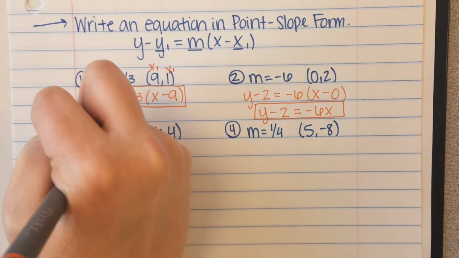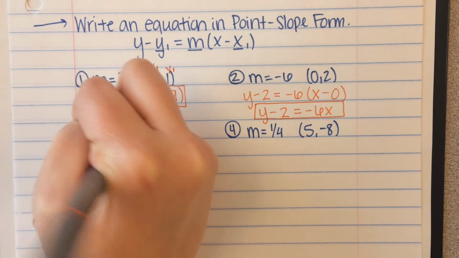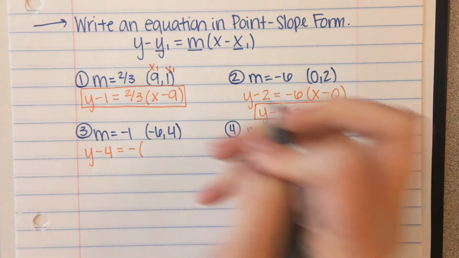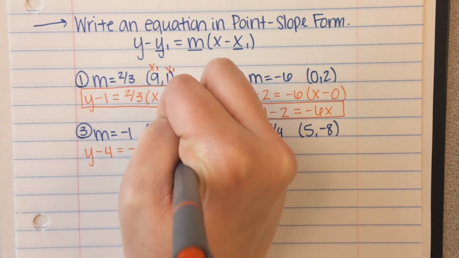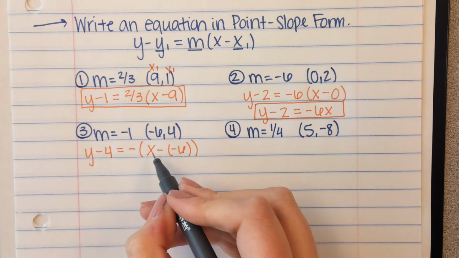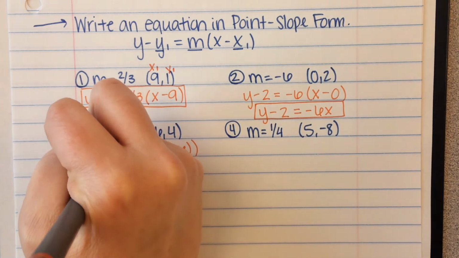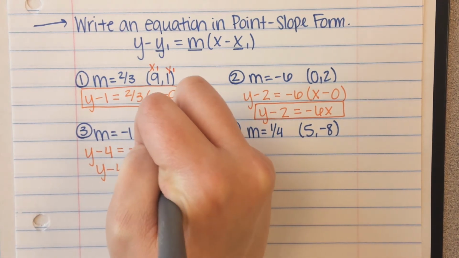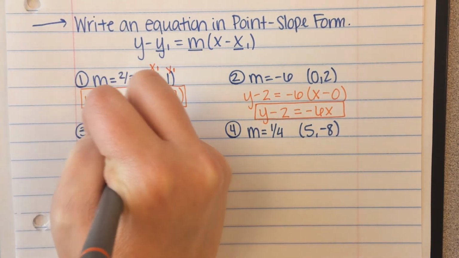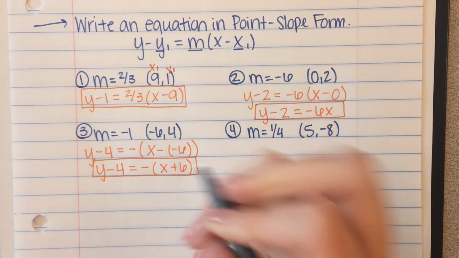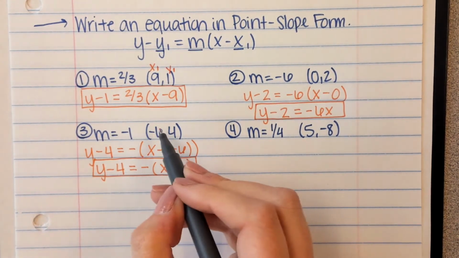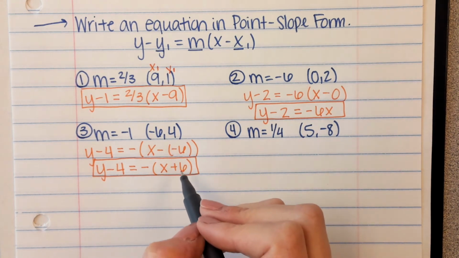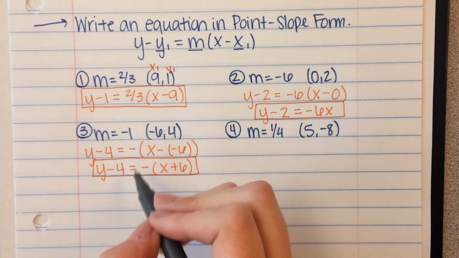Okay, number 3, y minus 4 equals negative 1, or negative, times the quantity x minus a negative 6. Now, what do we know about minus a negative? It changes to a plus. So y minus 4 equals the negative of the quantity x plus 6. So what I want you to notice is that if your x or y value is negative, it's going to look like a plus inside the parentheses over here with x or on this side with y.